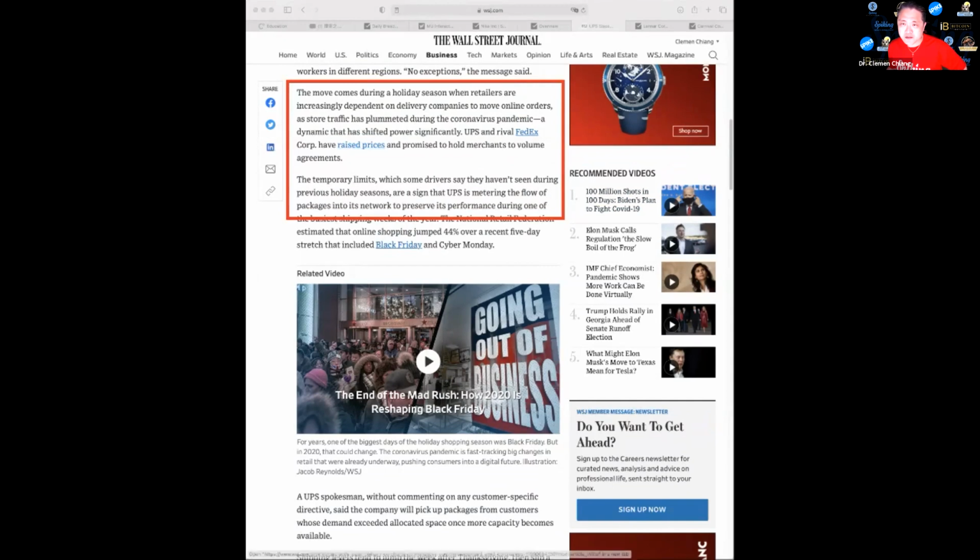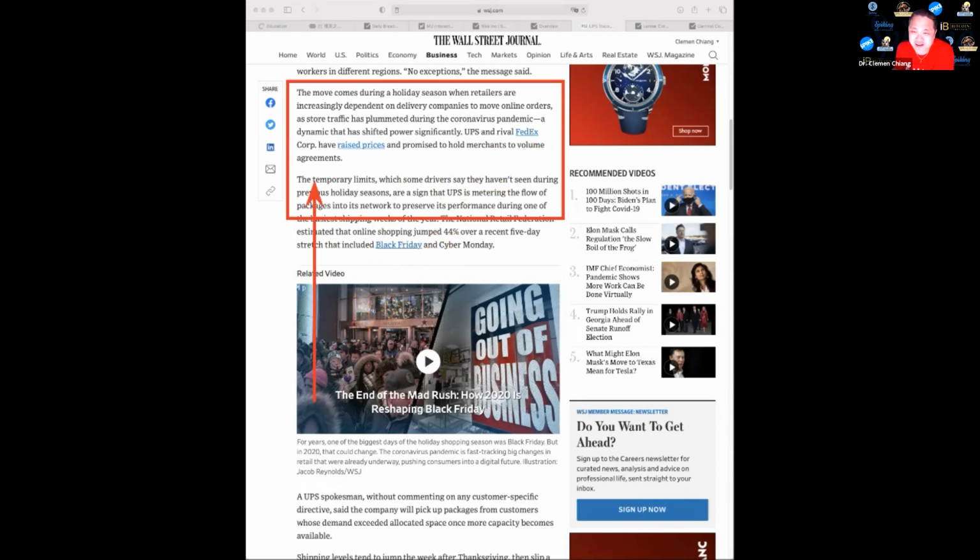And oh, our FedEx got mentioned again. FedEx have raised prices. Saw that! Woohoo! Y'all saw that? Raised prices. Confirm. All right, that's the hairstand moment. Confirm. Are y'all with me right now? Hello. This is the epiphany hairstand moment. You know, when you read and you connect the dot, bam, got it. Raised prices. And not only that, it promised to hold merchants, FedEx who hold merchants to volume agreement.